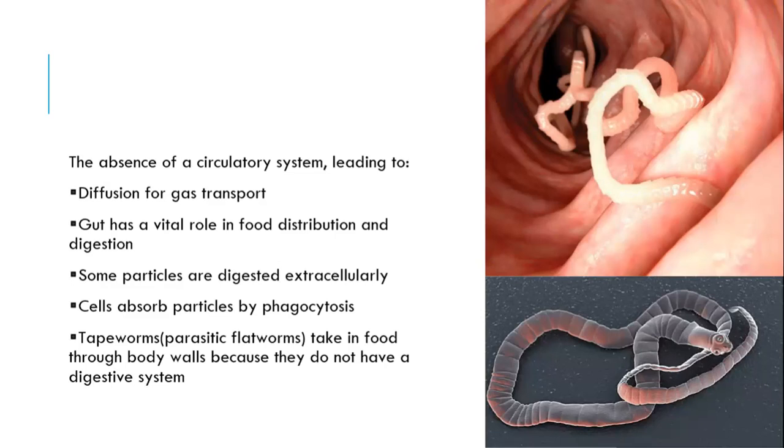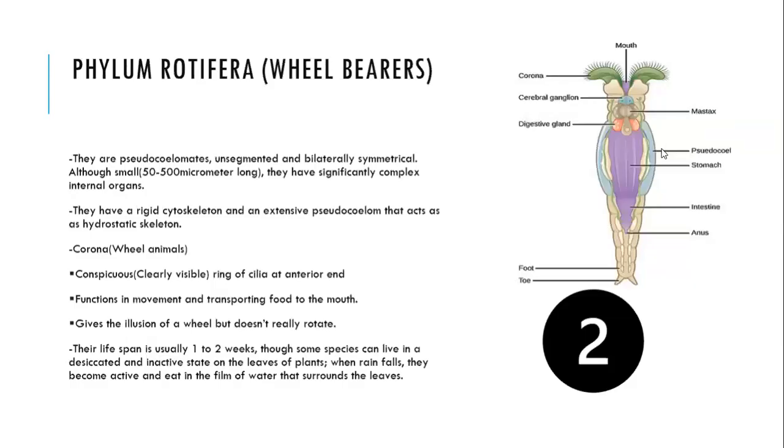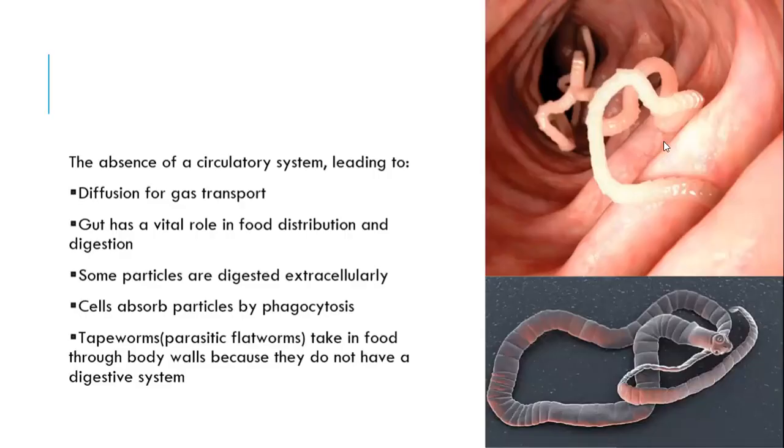Tapeworms are the parasitic worms, and we can see them here. Sorry for that. They are screened from an intestine. These parasitic worms take food through their body walls because they do not have a digestive system. So they diffuse food from the host animal into their bodies through the walls of their body.